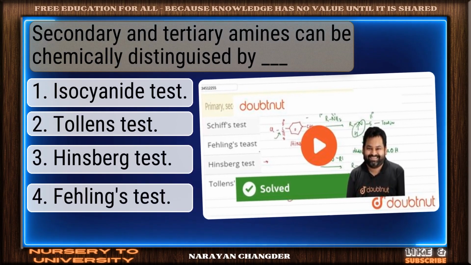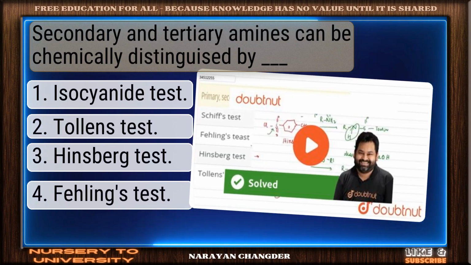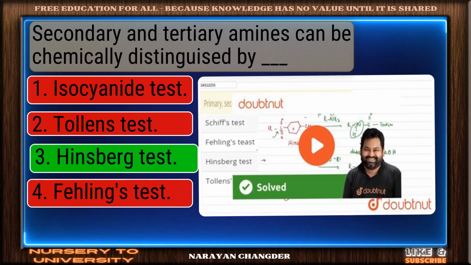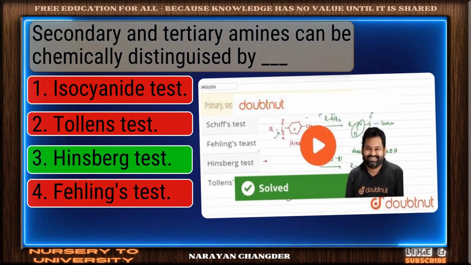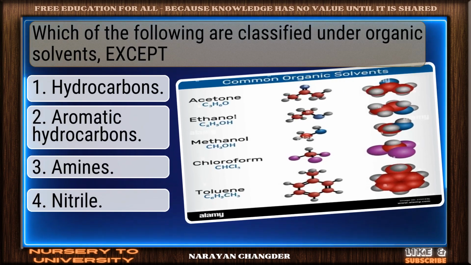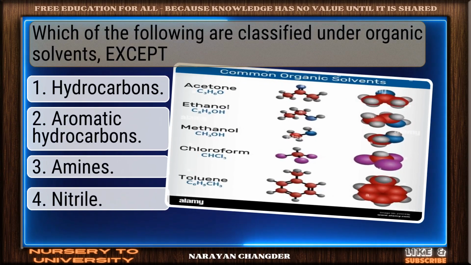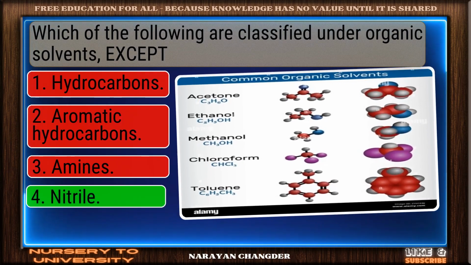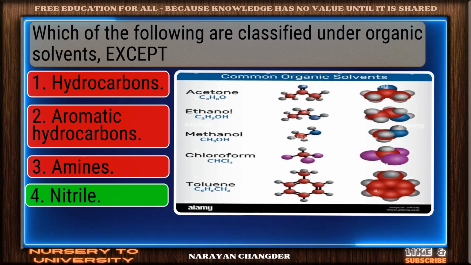Secondary and tertiary amines can be chemically distinguished by dash. Right again. Hinsberg test is a valid answer. Which of the following are classified under organic solvents, except? Right choice. Nitrile is the best answer.